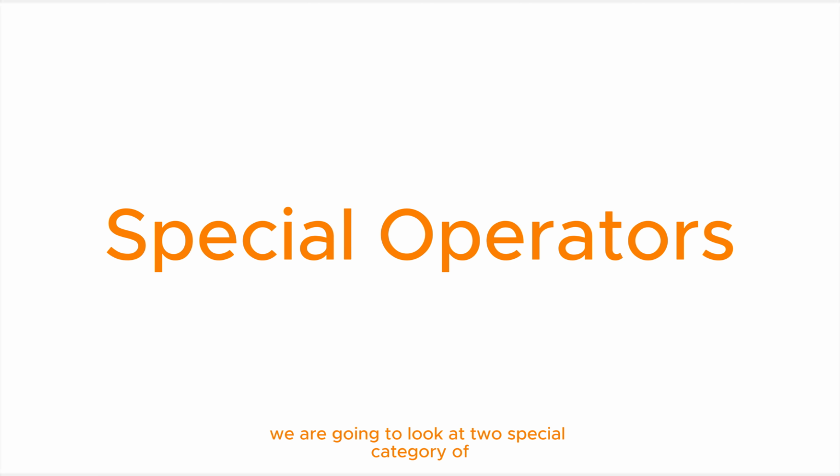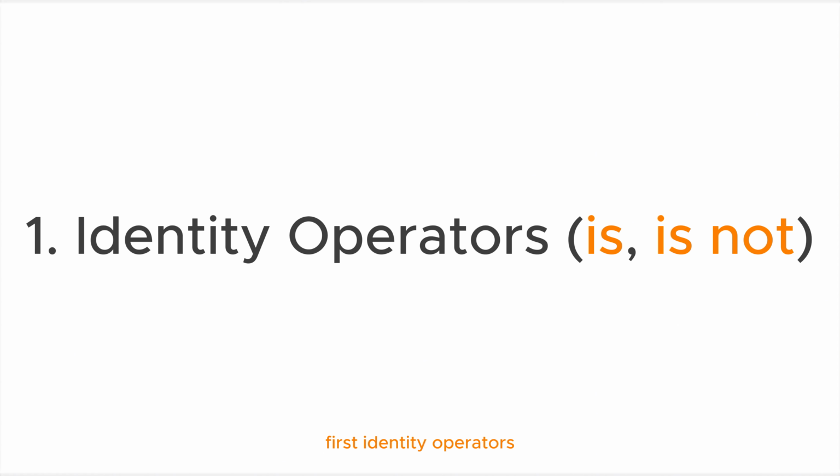Welcome. We are going to look at two special categories of operators that are very simple but incredibly useful. These are the special operators. First, identity operators: is and is not. These two operators are very easy to understand. Their job is to compare the memory address of two objects.